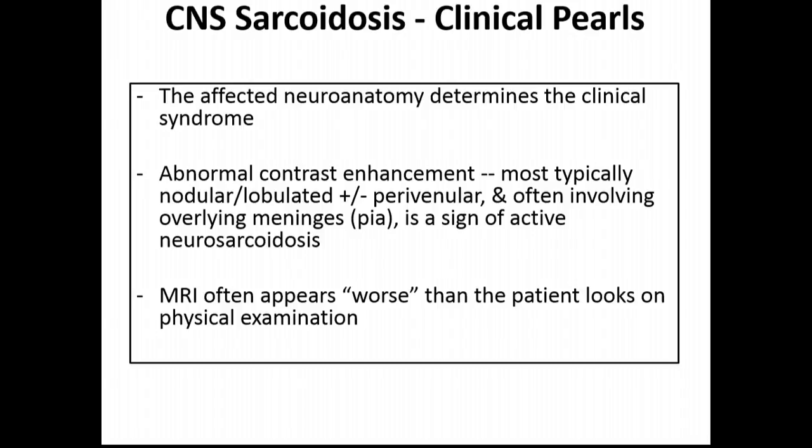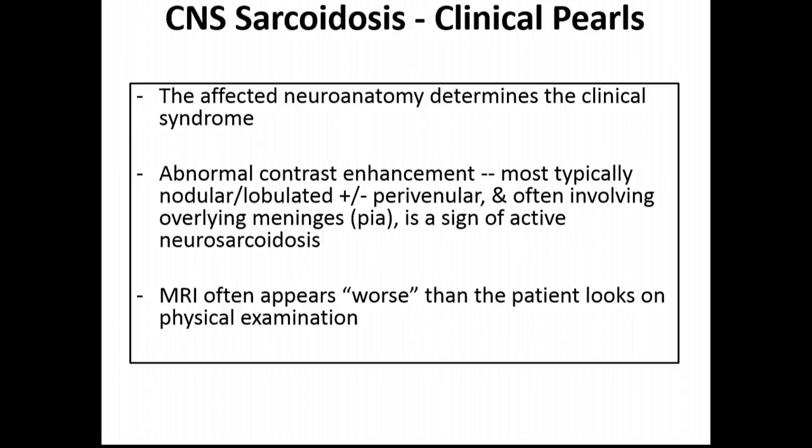So I find that the contrast enhancement is super helpful. Sometimes you'll see reports of stable, stable, stable. But if someone is stably enhancing, that's bad, right? Stable enhancement means that there's still active inflammation. So I think that we have a wonderful biomarker of active neurosarcoidosis in most patients, which is MRI.